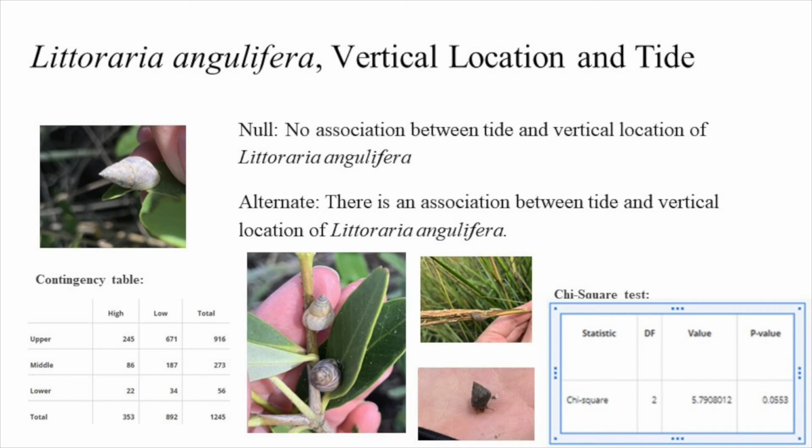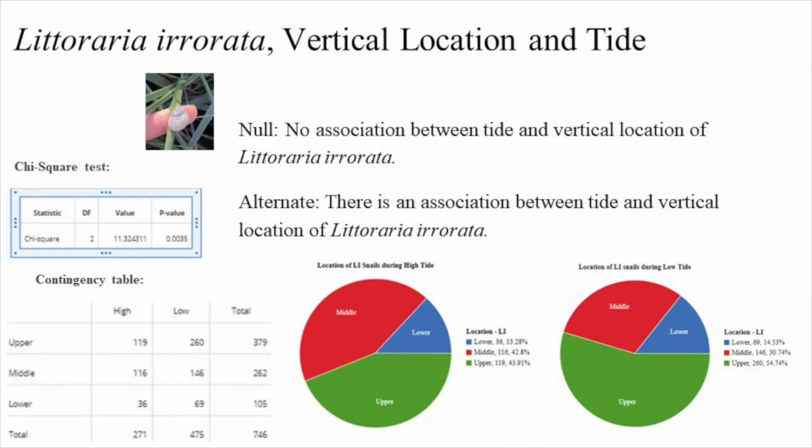Another chi-squared test of independence, between Littoraria aerata and tide. Since the p-value is less than 0.05, there is an association between the tide and location of Littoraria aerata. On low tide sampling days, more Littoraria aerata were located in the upper third.